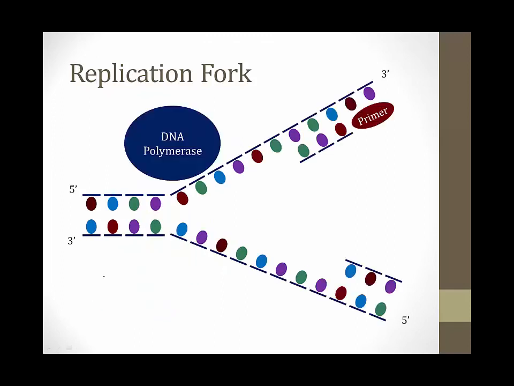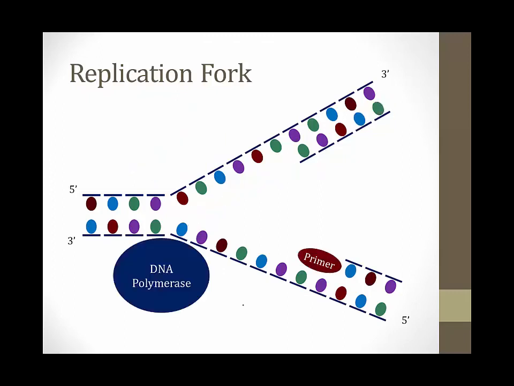Now let's talk about what happens as DNA continues to be unwound and the replication fork widens. For the top strand, this creates no significant problems for DNA polymerase. Nucleotides can continue to be laid down as the replication fork widens. For the bottom strand, however, there's a problem. DNA polymerase has already used the primer that was laid down to synthesize a new molecule all the way to the end of the old molecule.